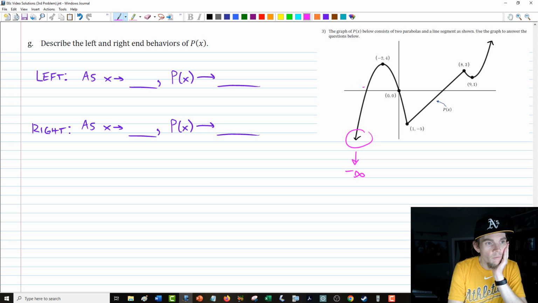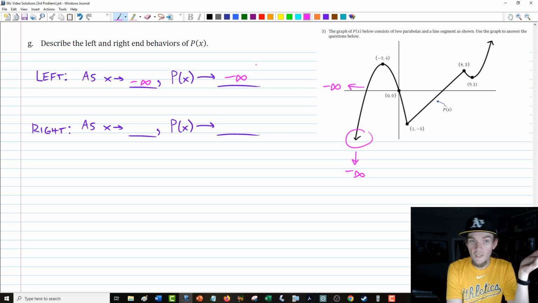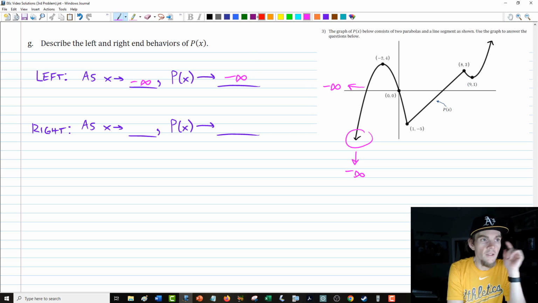In addition, since we were moving to the left, as x approaches from this side, we are approaching negative infinity as well. So basically, in both cases, we are approaching negative infinity. And that's what we'd say: as x approaches negative infinity, p of x approaches negative infinity also. Thanks for playing, friends.